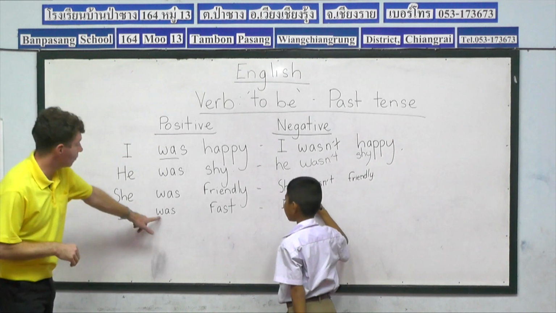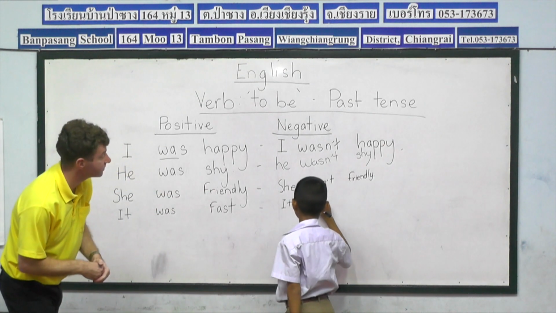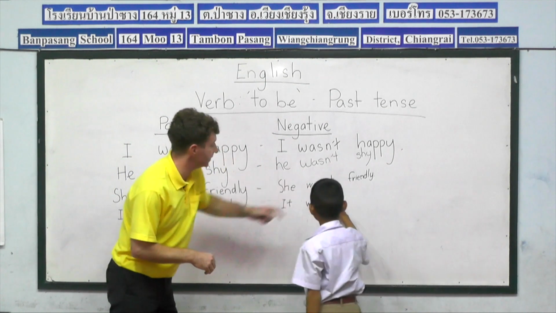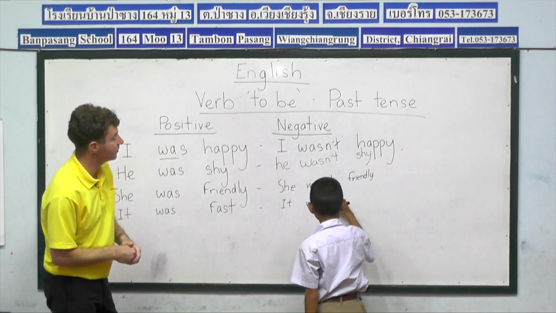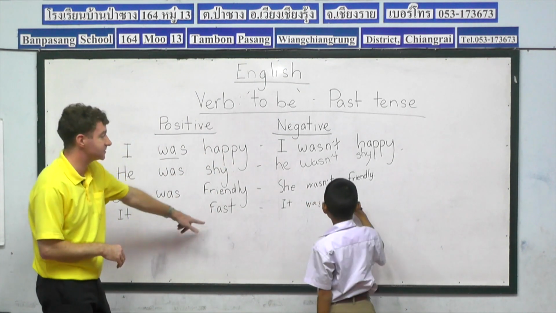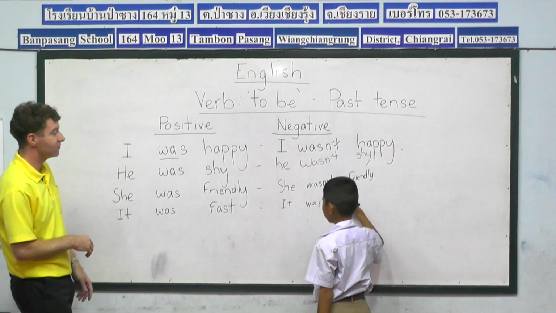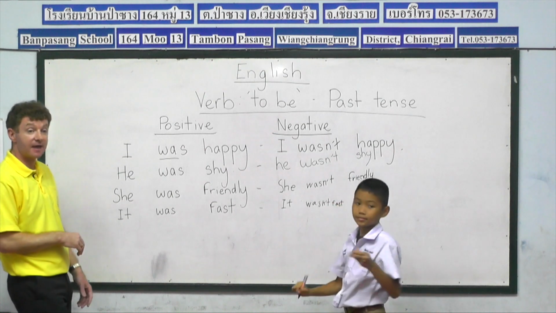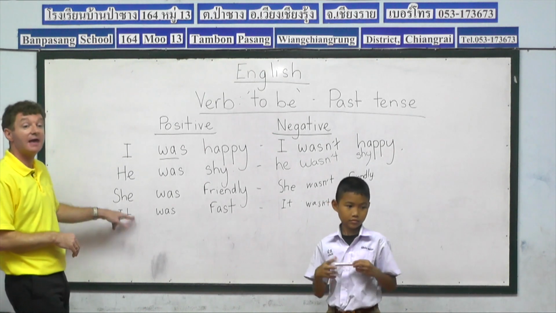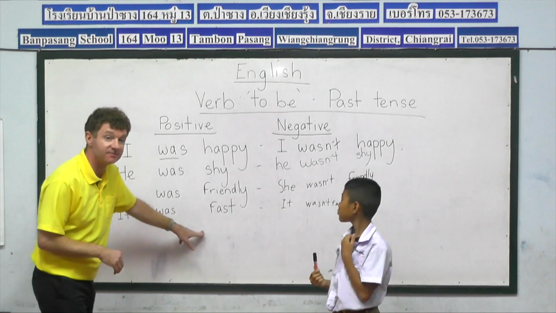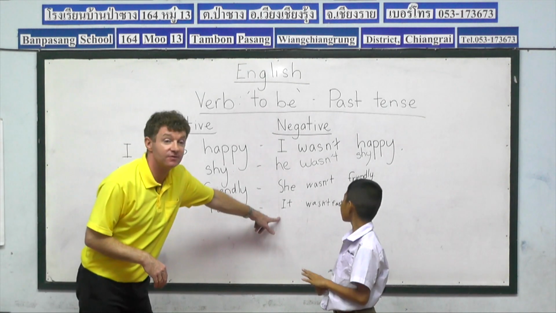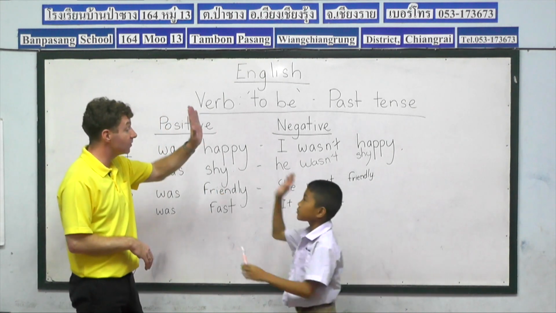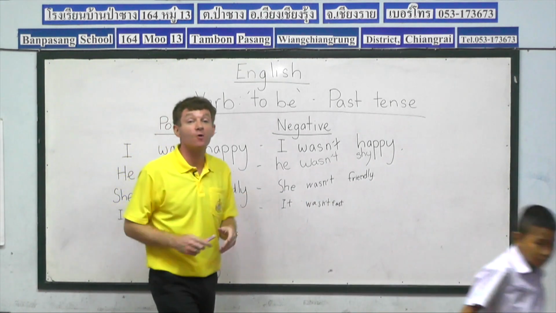And then was becomes wasn't. W-A-S. And then you can see N apostrophe T. Fast. F-A-S-T. Excellent, guys. You see, positive, it was fast. Negative, it wasn't fast. Pangpon, that was very good. Well done. Big round of applause for Pangpon.